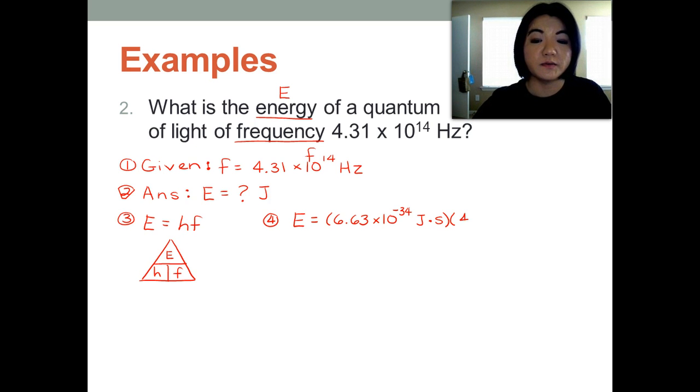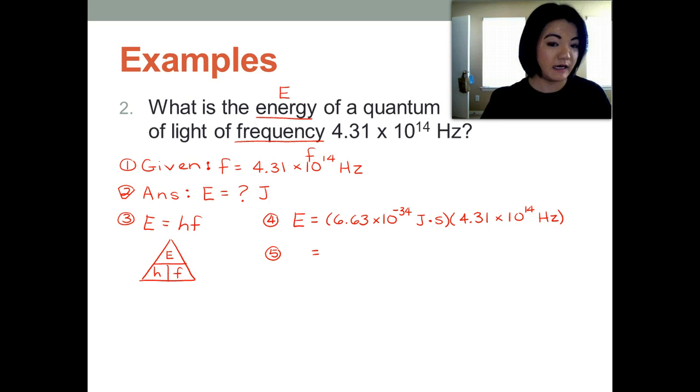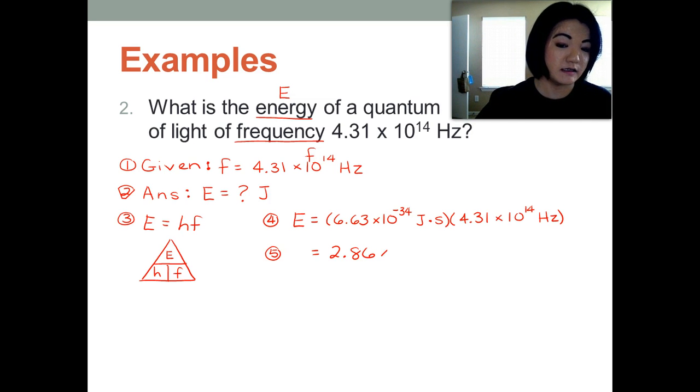The frequency is 4.31 times 10 to the 14 power hertz. Now remember, this is just the given. Now to figure out the answer, I'm going to use my calculator. Type in 6.63 e negative 34 times 4.31 e 14. The answer needs to have 3 sig figs because the given has 3 sig figs. And the answer is 2.86 times 10 to the negative 19 power, and the unit is joules.